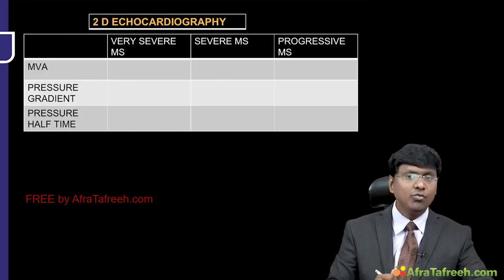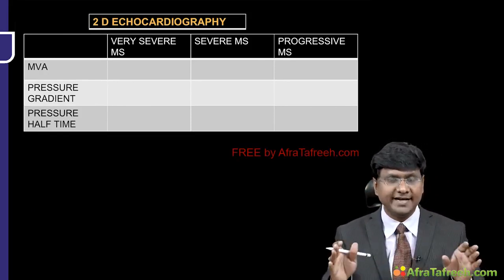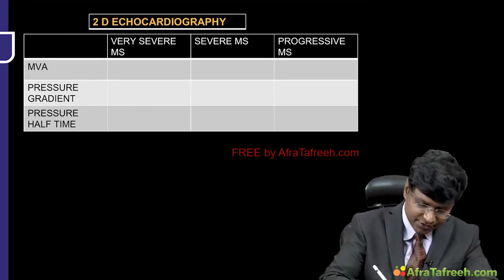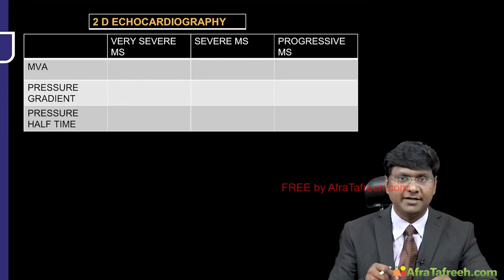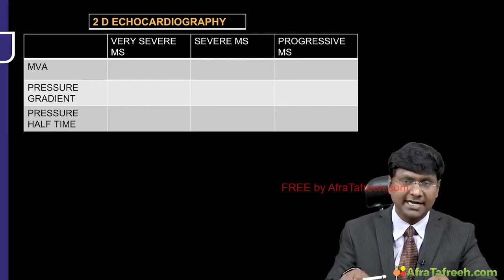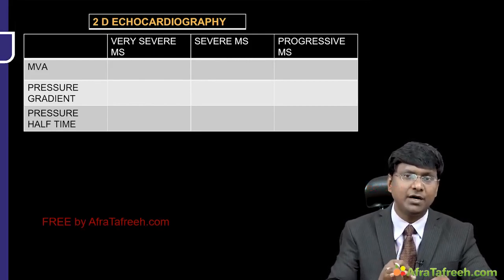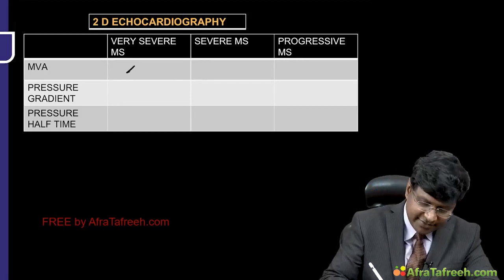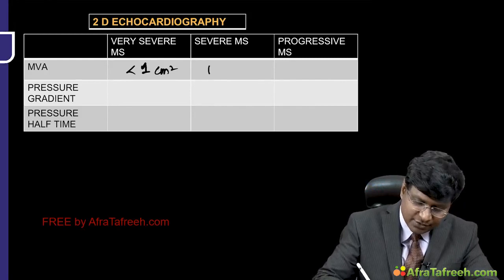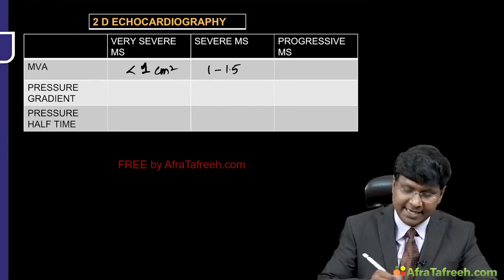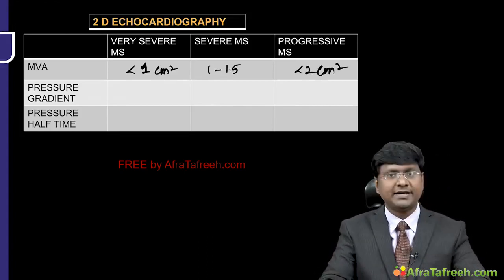Now, what all parameters do we check in case of mitral stenosis? The parameters differ depending upon the severity of the mitral stenosis. First and foremost, the mitral valve area. We do what is called planimetry in the short axis view. I'll show you what planimetry is. By doing planimetry, we will be able to make out the mitral valve area. In very severe mitral stenosis, the mitral valve area is less than 1 centimeter square. In severe mitral stenosis, it is around 1 to 1.5, and less than 2 centimeter square will be progressive mitral stenosis.